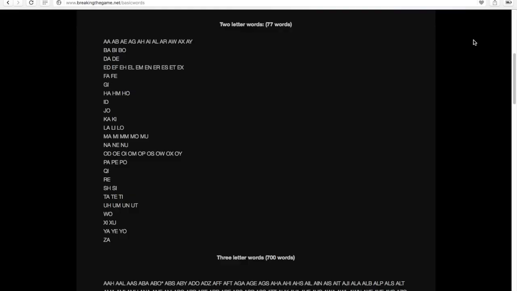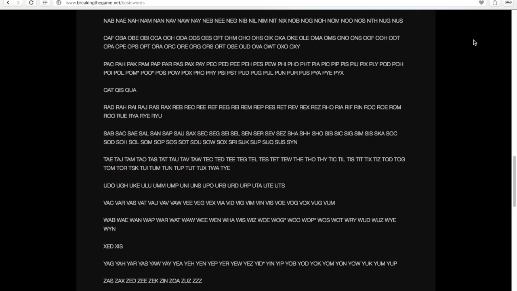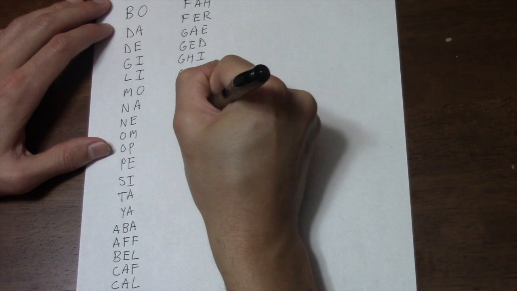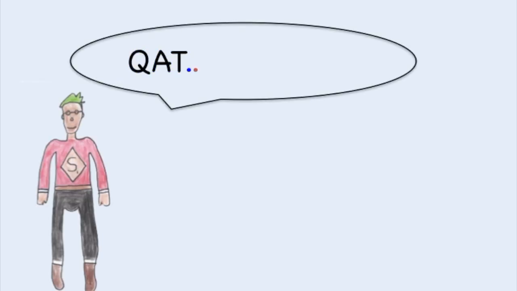First, you need to find a complete word list. One such list is available in the description. Next, it's time to learn the words. Take a piece of paper and write down all the words that you don't recognize. If you're an auditory learner, you might also find it helpful to say or spell the word out loud.